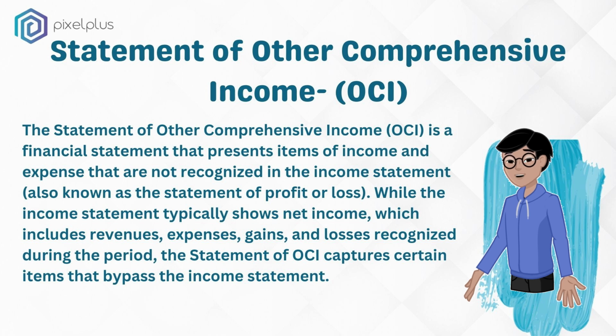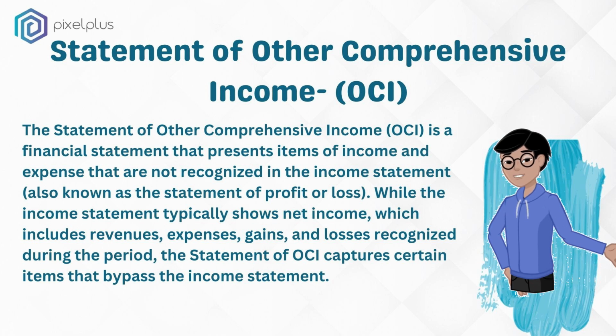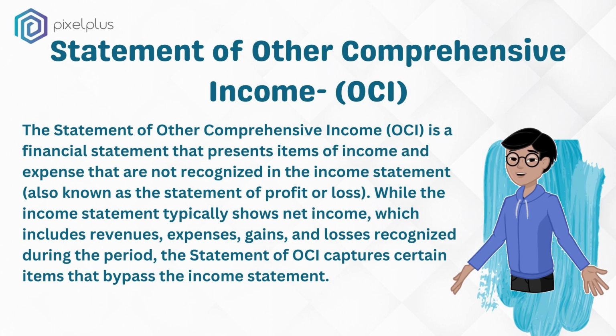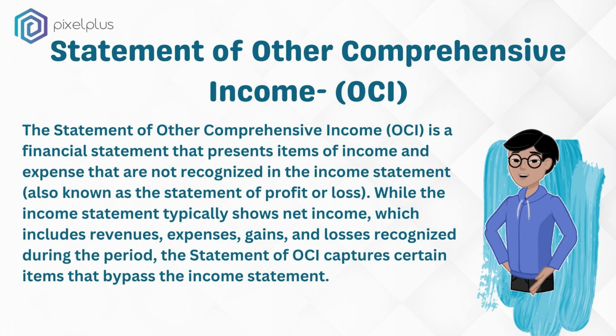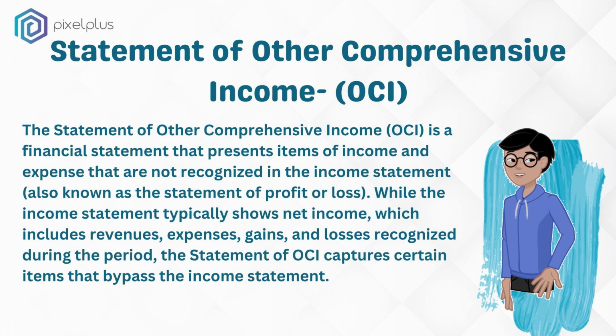The next thing is the statement of other comprehensive income, or OCI. The statement of other comprehensive income is an important financial statement that provides a comprehensive view of a company's financial performance by capturing the items of income and expenses that are excluded from the income statement. While the income statement focuses on net income, which encompasses revenue, expenses, gains, and losses recognized during the reporting period, the statement of OCI represents items that directly impact equity without affecting the net income.